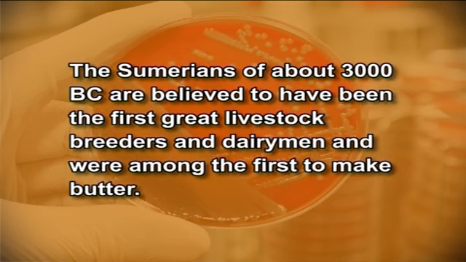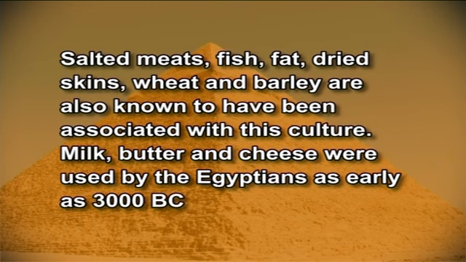The Sumerians of about 3000 BC are believed to have been the first great livestock breeders and dairymen and were among the first to make butter. Salted meats, fish, fat, dried skin, wheat and barley are also known to have been associated with this culture. Milk, butter and cheese were used by the Egyptians as early as 3000 BC.